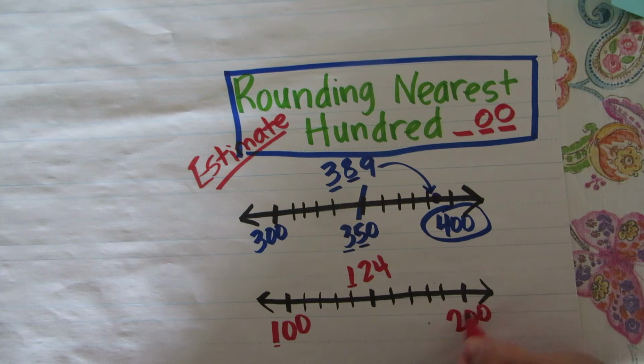Then I'm going to go to the next hundred, which is 200. So in the middle would be 150. So I have to decide now, where does this 124 land on this number line? Does it land closer to the 100 or closer to the 200? Well, if I'm looking at my midline here, 150, there's 5 tens. Here I only have 2 tens. That means that this number has to be less than 150.